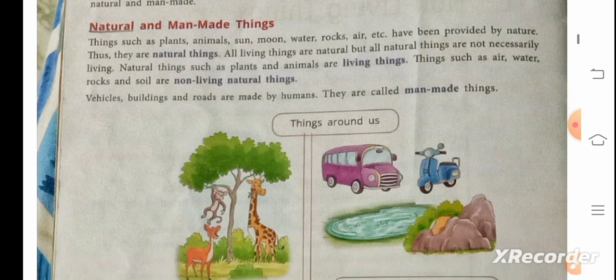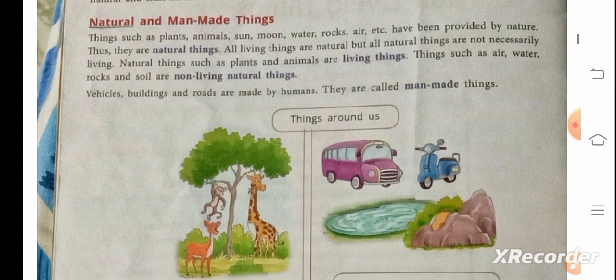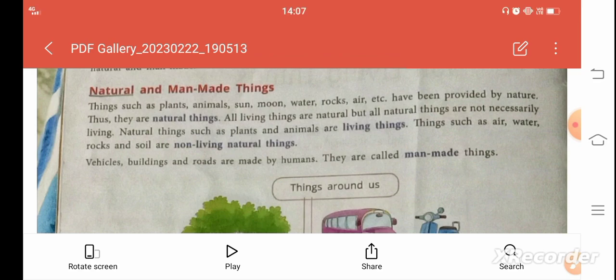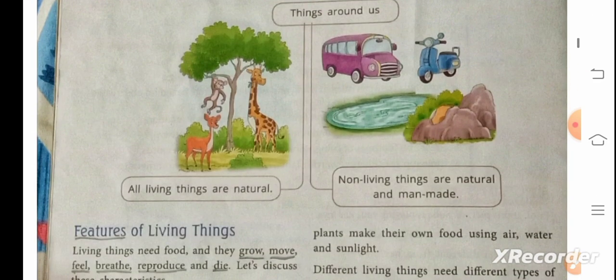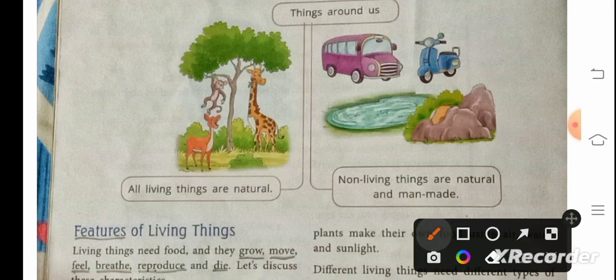Again, you can see in the pictures, all living things are natural. Look at this picture. These are natural, you can see animals, whereas these are the man-made things.